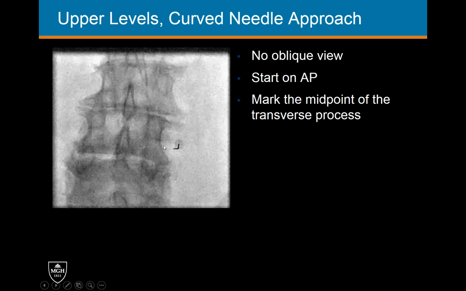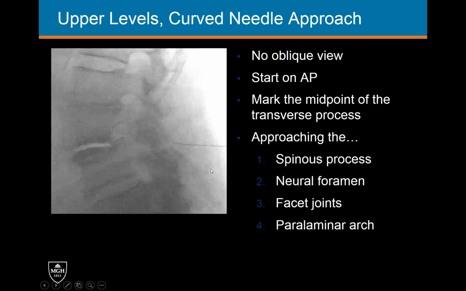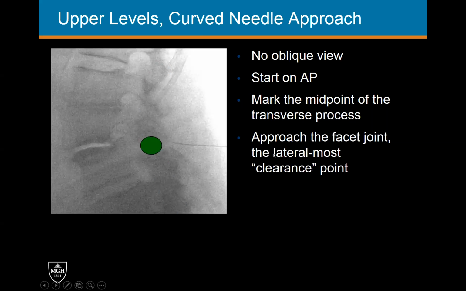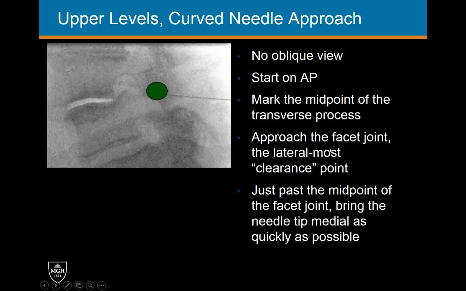Okay, so once you get past that point, and remember going back to the anatomy, that's the floor. That's sort of your lower portion, your lower challenge. Once you get past that point, you can swing in as hard as possible to get into the neuroforamen. All right, here's your facet joint. It's the lateral most clearance point. Then just past the midline of what you imagine to be the facet joint, bring the needle tip as medial as quickly as possible.